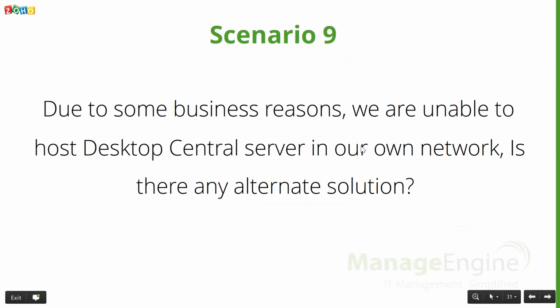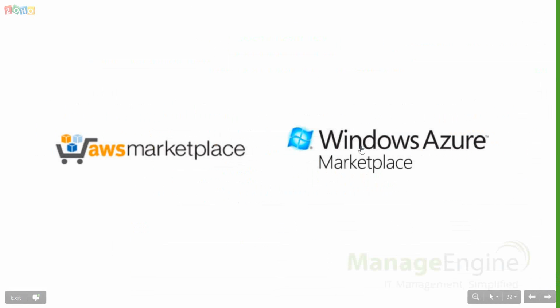Due to some business reasons, we are unable to host Desktop Central Server in our own network. Is there any alternate solution? Definitely. We have the Amazon Workspace as well as the Microsoft Azure Marketplace. So we can host the server on these services and start managing, and we have a separate article, so you can contact us to get those articles.